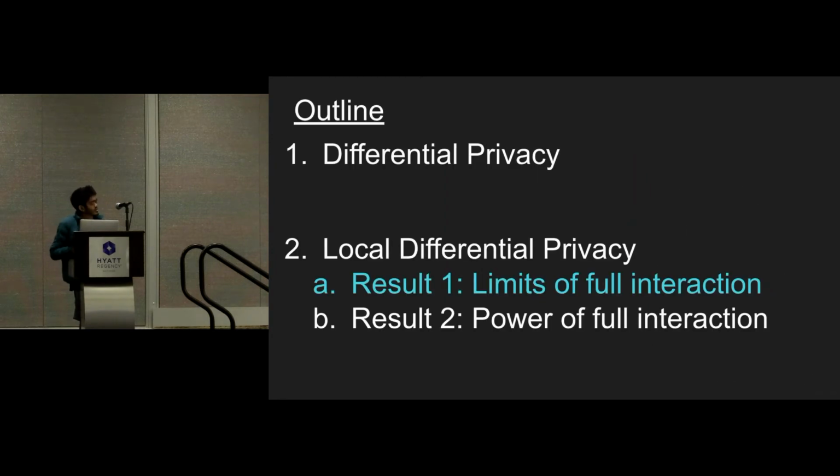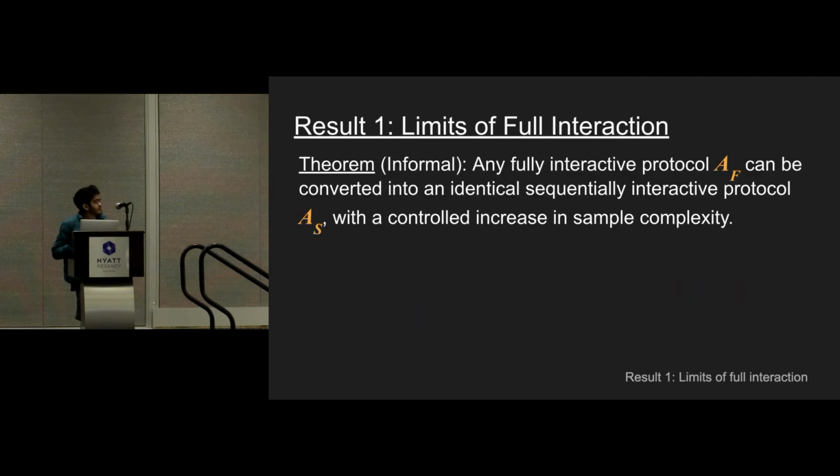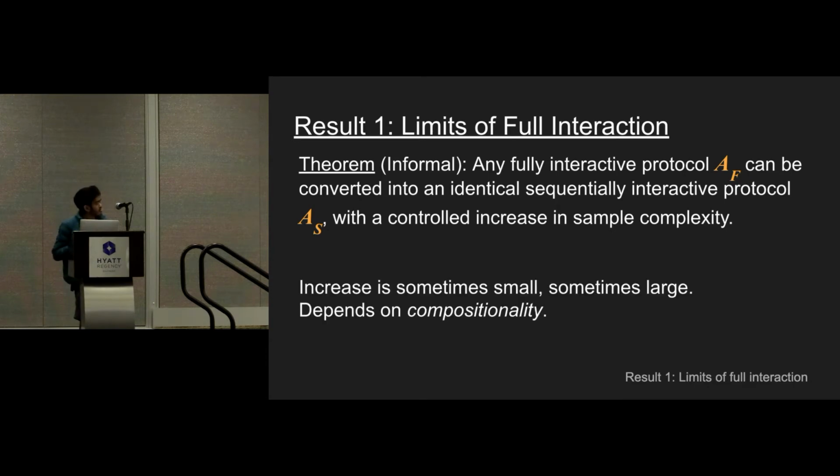So our first result is about the limits of full interaction, what it can't get you. Informally, we prove that any fully interactive protocol can be converted into an identical sequentially interactive protocol with a controlled increase in sample complexity. That's vague, but the increase is sometimes small and sometimes large, and it's going to depend on something we call compositionality.